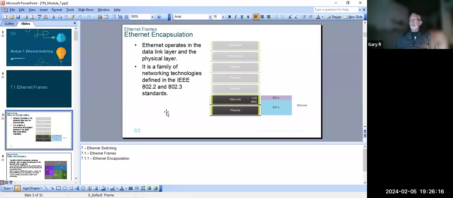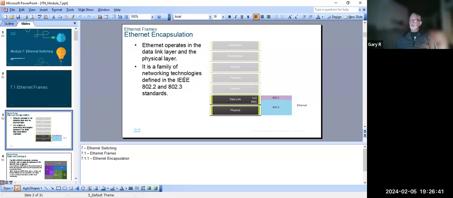Right. So as I said earlier, when we look at the data link layer, we're actually talking about layer 2. This is the second layer of 1, 2, 3, 4, 5, 6, 7 layers in the OSI model. The data link layer has two sublayers, LLC, and the MAC sublayer.